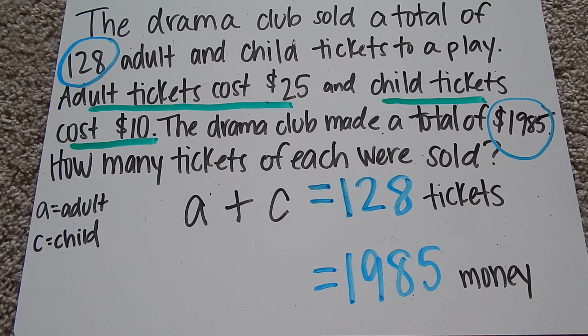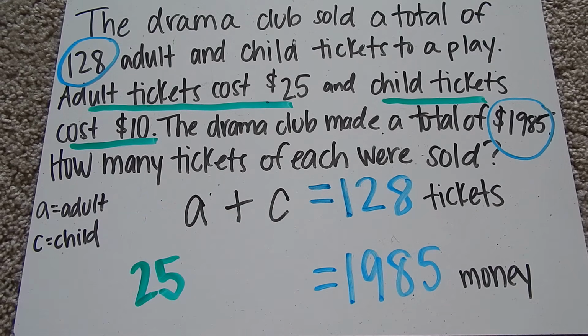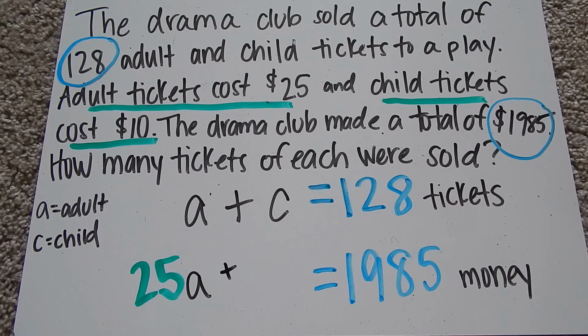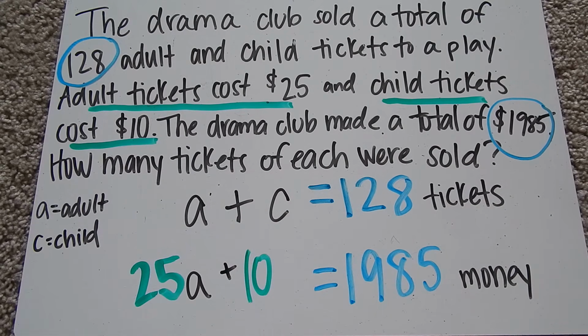My second equation is about money. So this time I'm going to have money in there, which is what I've underlined here. $25 for adults, $10 for child tickets. So when I have my money, money plus money equals money. So it's going to be 25 for adults. So 25, my adults I called A, plus $10 for child tickets.